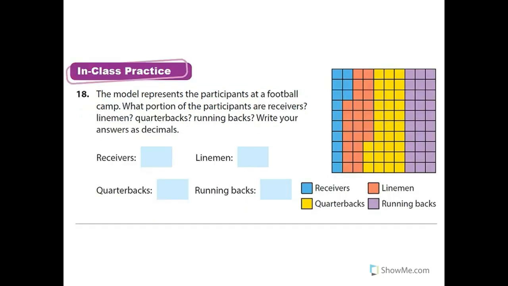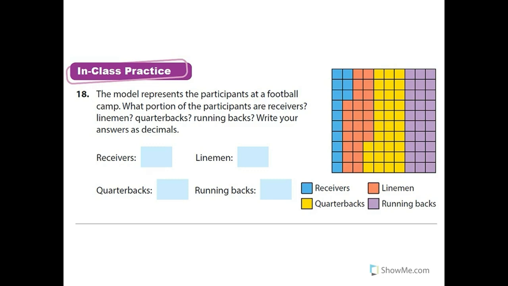Alright, let's do some practice. The model represents the participants at a football camp. What portion of the participants are receivers, linemen, quarterbacks, running backs? Write your answers as decimals. I want you to go ahead and do that, and then we'll go over it.